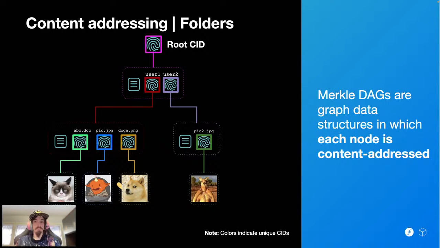Let's bring it to life. As you see here on the left side, our top-level folder has a root content ID. It has two entries corresponding to two folders, and those folders have other entries corresponding to files. Each entry has a different fingerprint. That's visualized with the colors here. This content-addressed type of graph is what we call Merkle DAGs, Directed Acyclic Graphs.